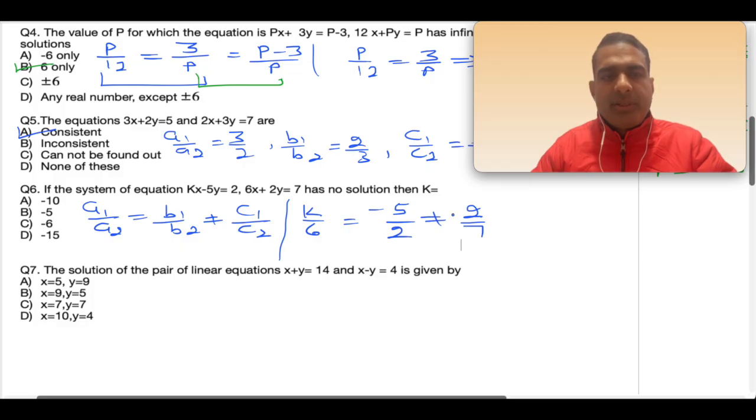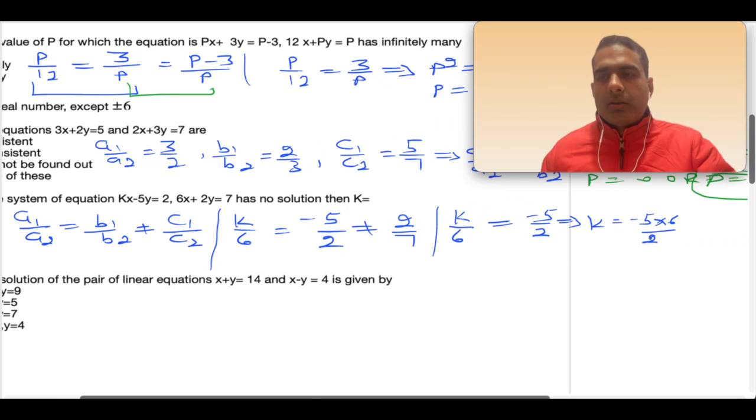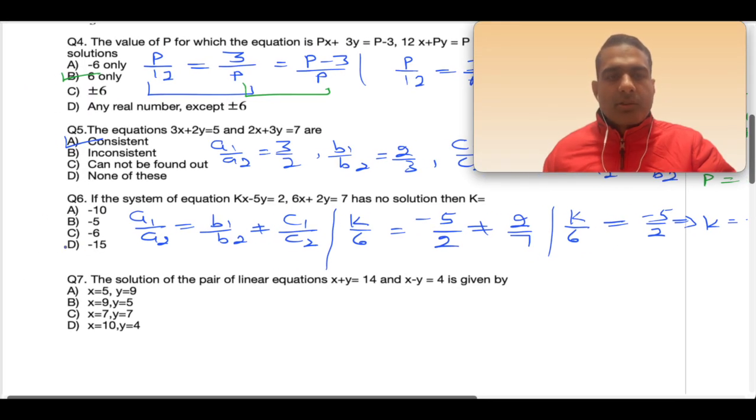So I have to just make k by 6 equal to minus 5 by 2. So taking the first two equations, k by 6 is equal to minus 5 by 2. So we can cross multiply, 6 will go in the top. So k will be equal to minus 5 times 6 divided by 2. So we can cancel 2, 3. So that is equal to minus 15. So the value of k should be equal to minus 15. So the answer is D.